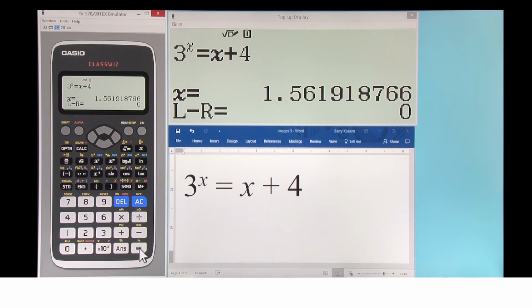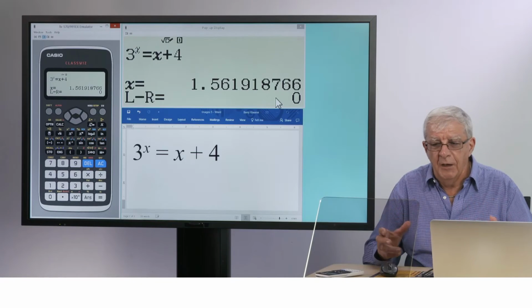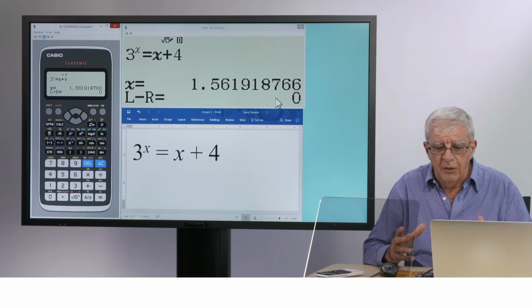And notice what the ClassWiz shows. When x has this value, 1.5619, etc., then the left side subtract the right side of the equation is equal to 0. That's the idea of an equation. The left side and the right side are in balance. So the solution, while it isn't exact, is quite accurate.